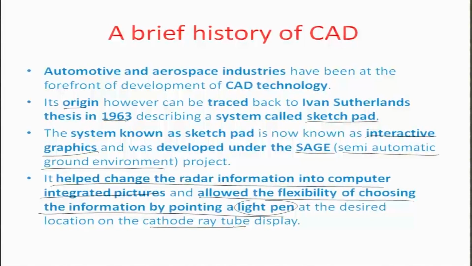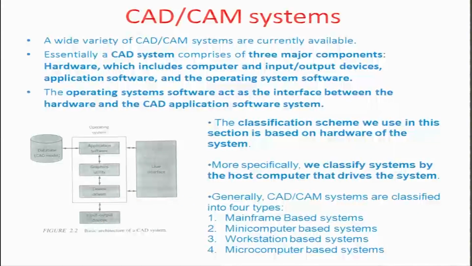Today CAD CAM systems are almost always around. They are currently available in many forms, many shapes. So, if I look overall at how a CAD system is placed, it has three major components. One is of course the hardware part, which includes the basic mother computer which does all the computation, and in fact the algorithms or logic that we will be preparing is for this computer to handle and manipulate various geometries.